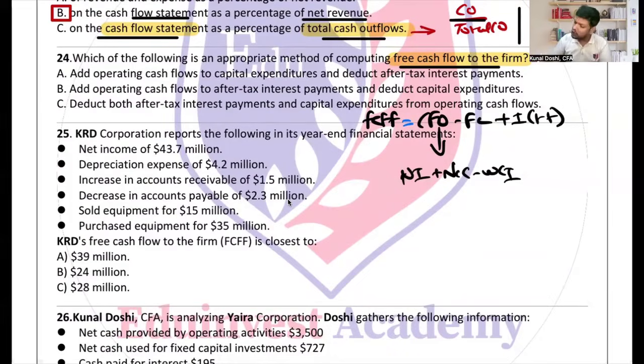Add operating cash flow to after-tax interest. After-tax interest is added, correct? And deduct capex, that is fixed capital. So the right one is B. We don't deduct both. Are you with me? Check, check, check.